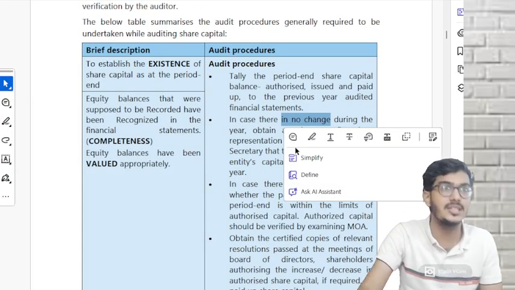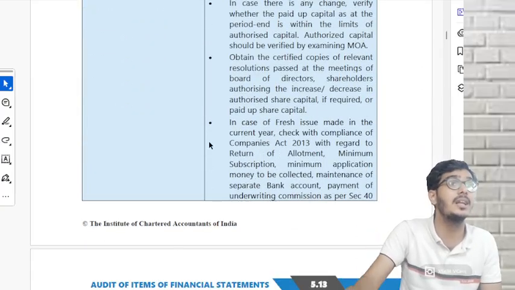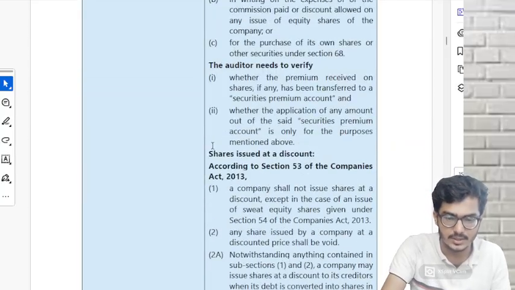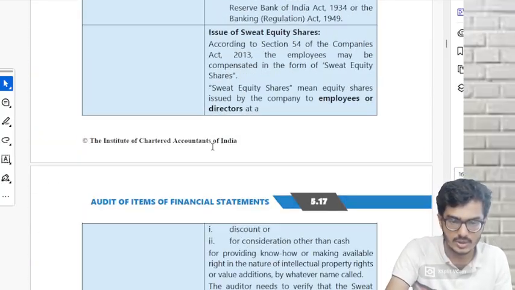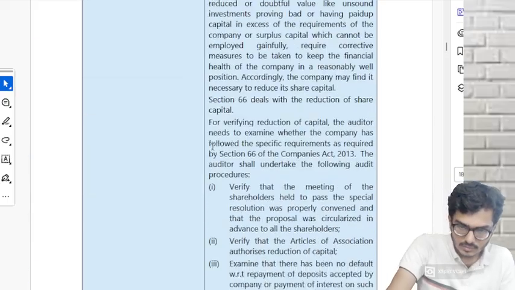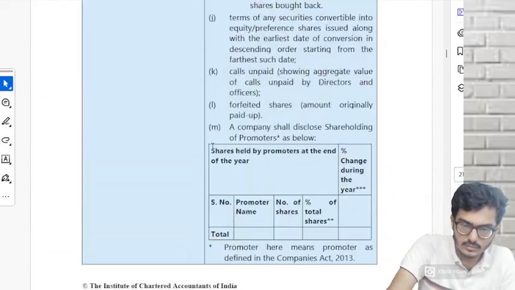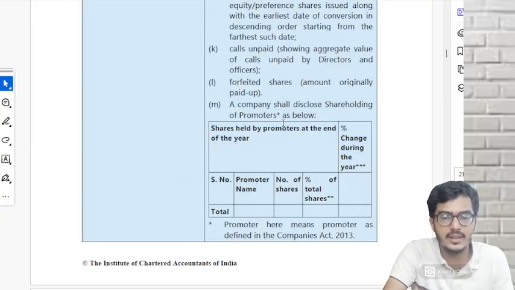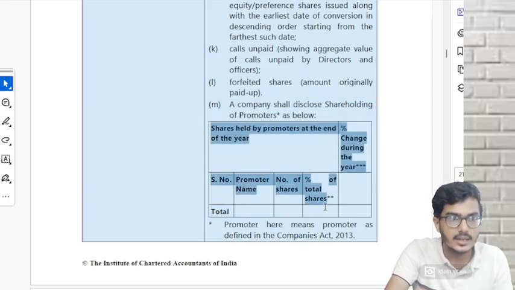What is the accounts based question? The accounts based question is nothing but the disclosure parts. If you see, for every item there is a disclosure question here. This is a disclosure part. That means whenever the shares are held by the promoters, they have to separately disclose it.